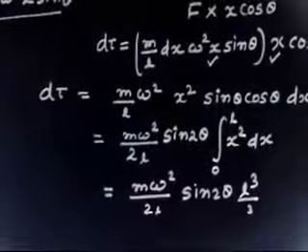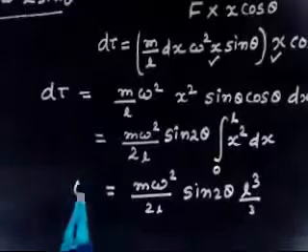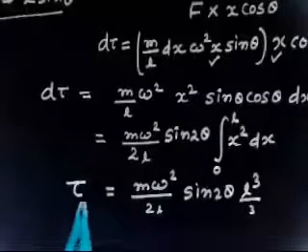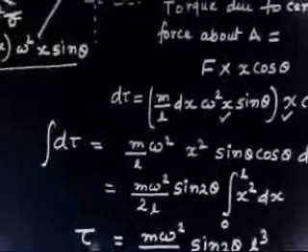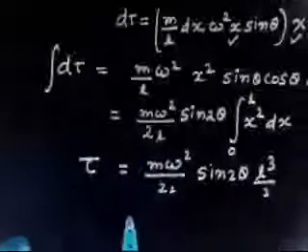Now I have to find torque about A. So this is the torque due to centrifugal force. This is the total integration. So if I do this side integration, this small torque will give the total torque.